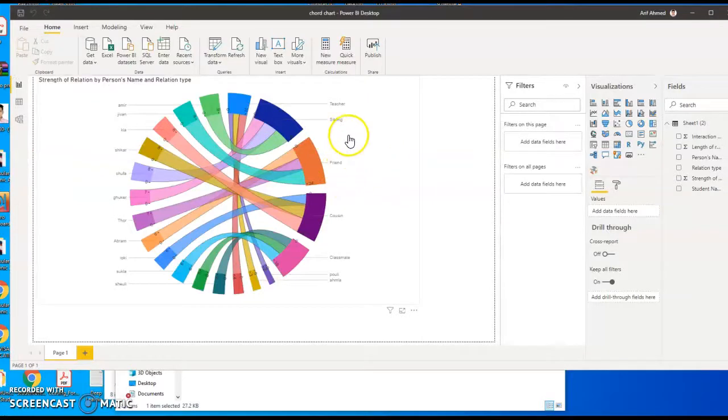Here I put it also in a chart type of graph, and we can see that the siblings, friends, cousins and classmates got the highest relationship strength, and the teacher type does not have that strong a relation with the student.